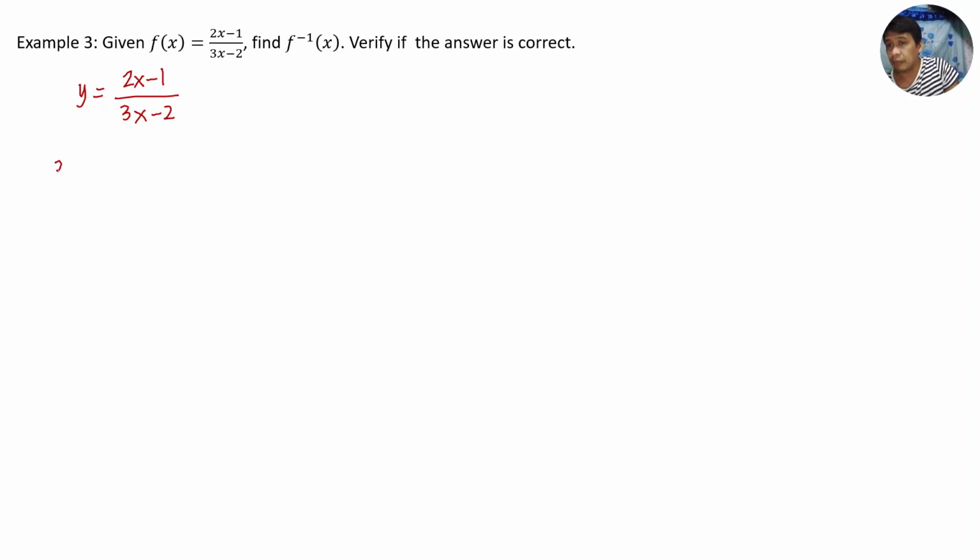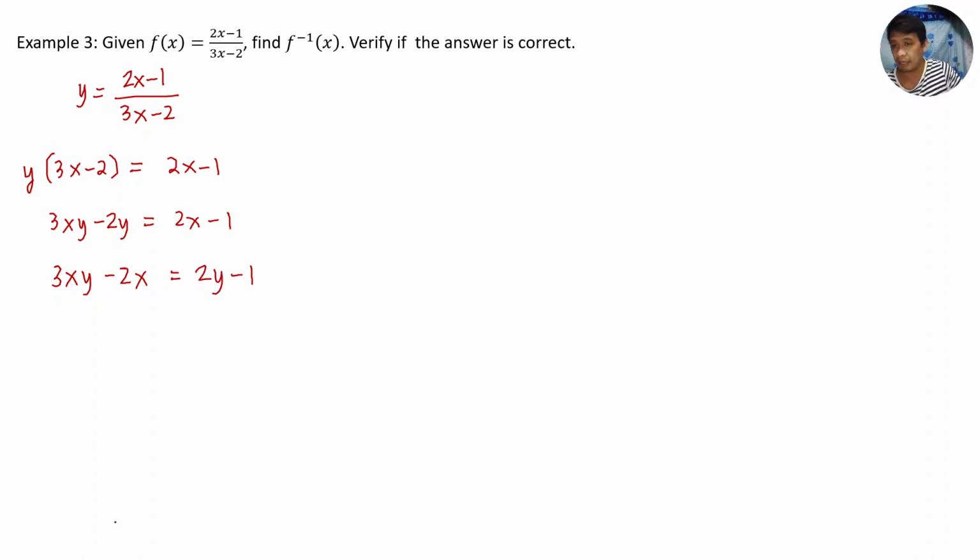Then cross multiply, we have 3x minus 2 multiplied by y is equal to 2x minus 1, because we need to solve for the value of x in terms of y. Then distribute, this is 3xy minus 2y is 2x minus 1. Then transpose 2x on the left, this becomes 3xy minus 2x. Then transpose negative 2y on the right, that's 2y minus 1.